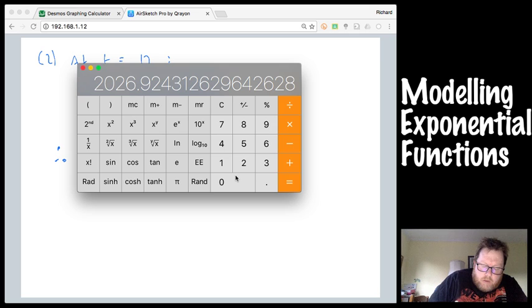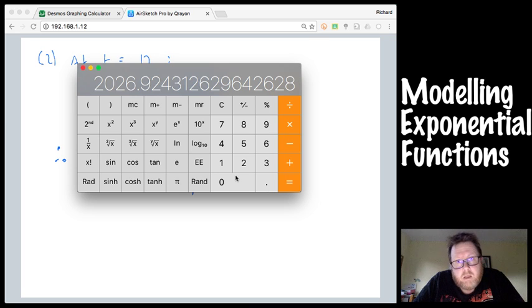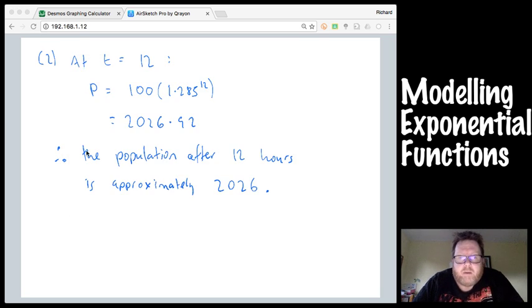Therefore, the population after 12 hours is approximately 2026. If you said 2027, I don't think anyone would be too stressed about you rounding up. You know what I mean? So 2026, 2027, both of them would be fair answers in the context, I think. I had a calculator in the middle of that screen, but there it is: 2026.92, the population after 12 hours. Okay, cool. So that's number 2 done.